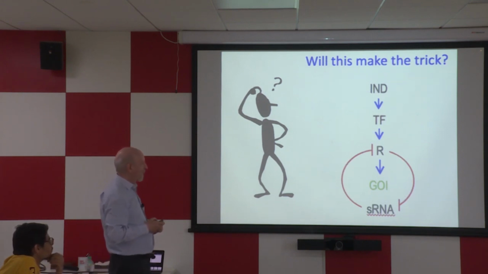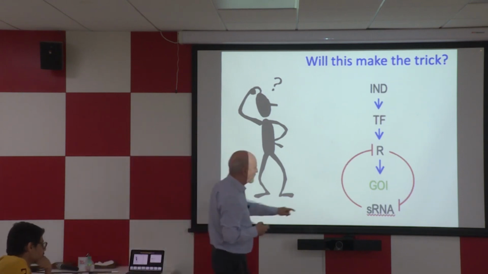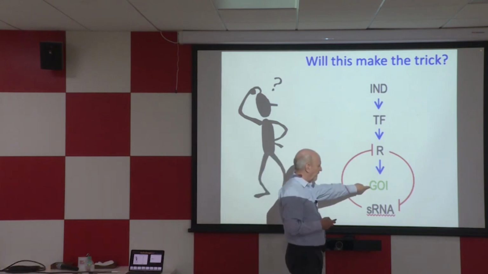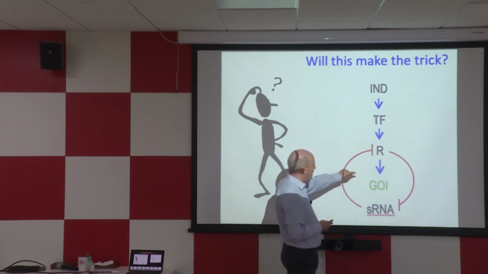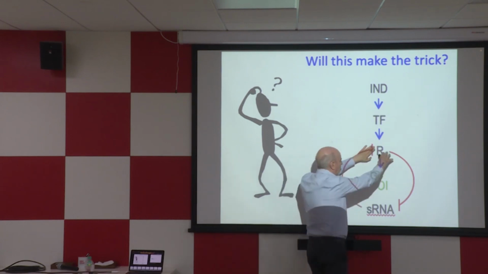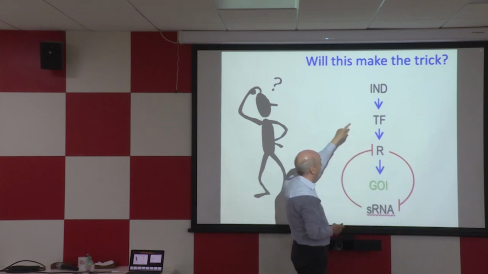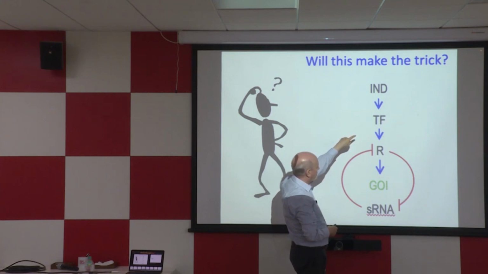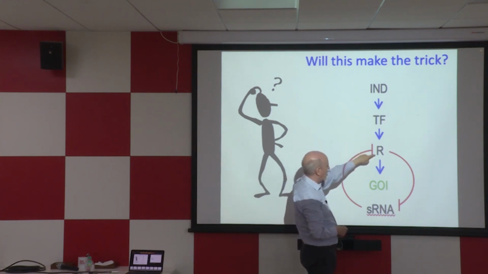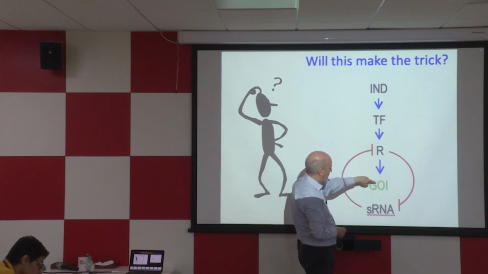So what you want to have is very, very strict control in expression and in interest. In this case, it's proteins. So if you forget about these things here, what you have is an inducer. The inducer will activate a transcription factor. The transcription factor will activate a regulator. Then the regulator will activate interest.